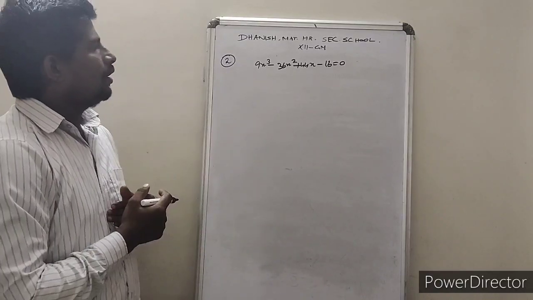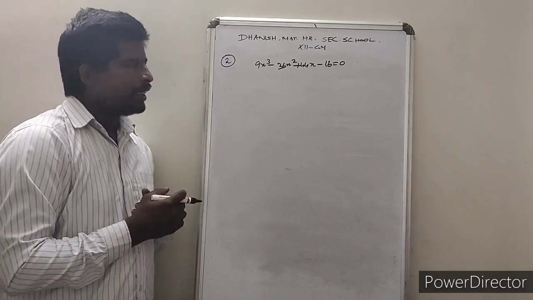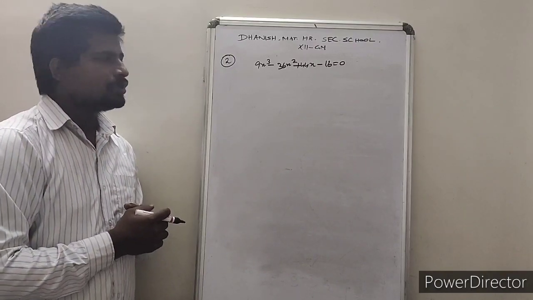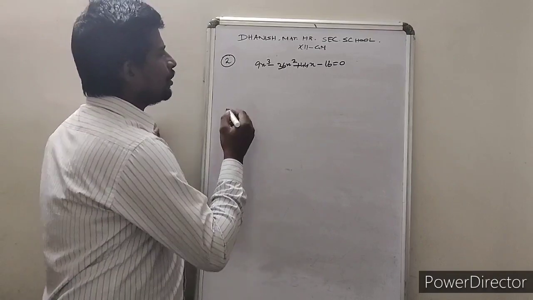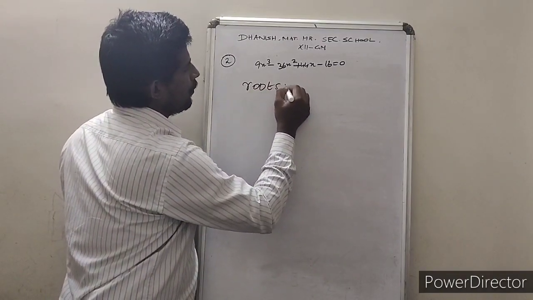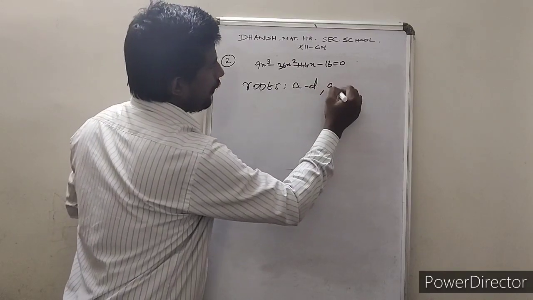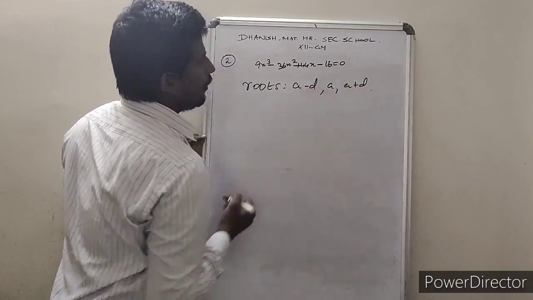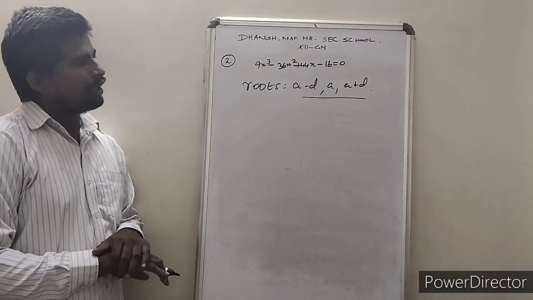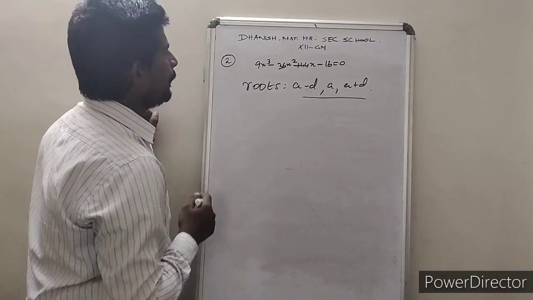So, here we are having a cubic equation. For a cubic equation there will be 3 roots. Now I am going to take the roots as a minus d, a, a plus d. These 3 roots will form an arithmetic progression.